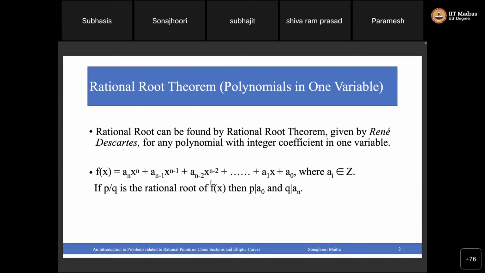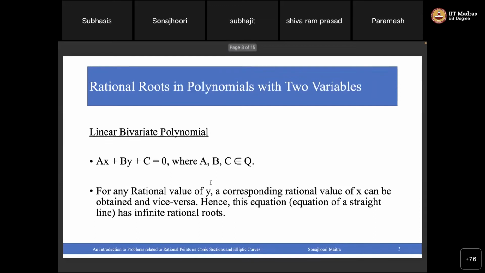Now let us talk about polynomials in two variables. The simplest polynomial in two variables is a linear polynomial, a linear bivariate polynomial. Bivariate means two variables. Geometrically, ax plus by plus c equal to 0 is the equation of a straight line. We have to again note here that a, b, c all belong to rational numbers. So the coefficients are always rational, whatever equations we take in this presentation.